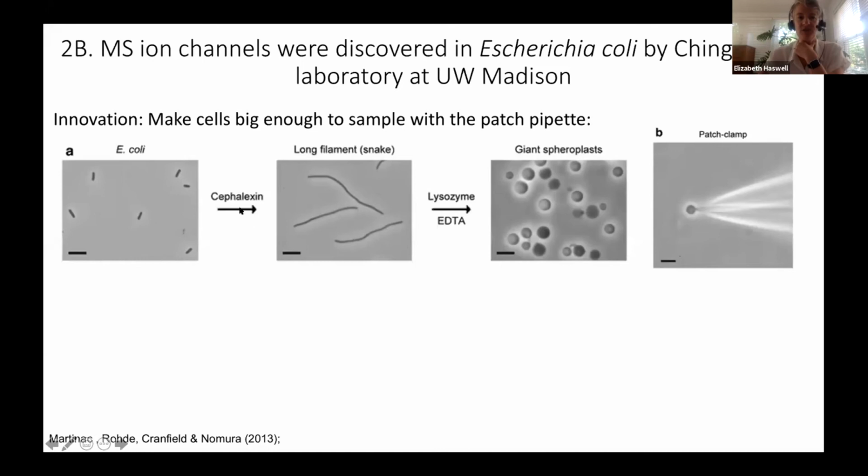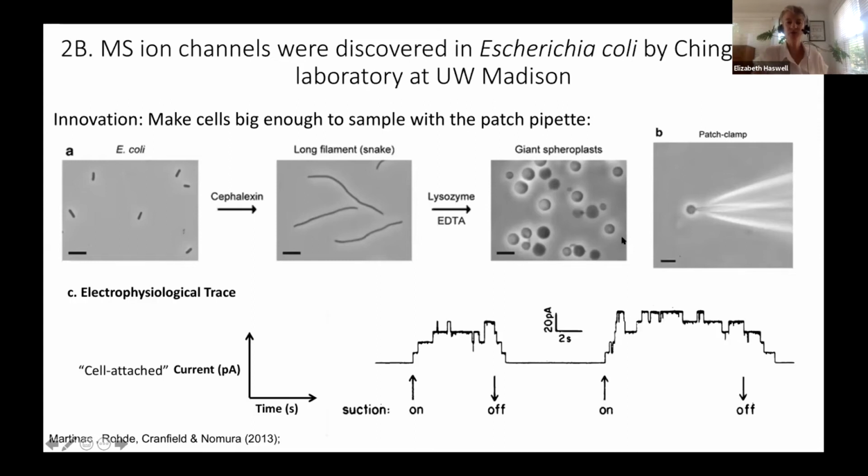coli cells and they treat them with cephalexin, which allows them to divide but prevents the cells from separating after division. And you create these big, long snakes of many, many cells fused together at their ends. Add some lysozyme, which digests away the cell wall. E. coli have cell walls too, by the way. And these little snakes then inflate into what are called giant spheroplasts. And then you can patch them. Here's the patch pipette, just like I was talking about. And you can measure current across this tiny patch of membrane, or you can measure across the whole cell.